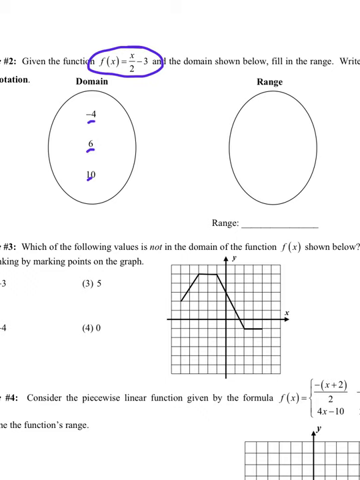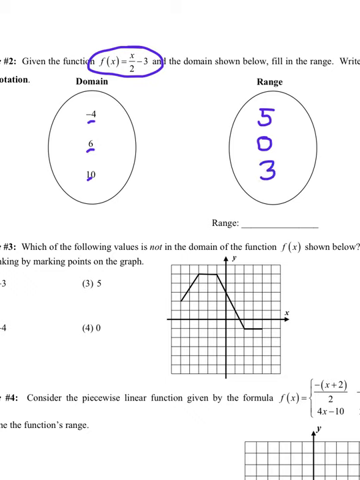So let's see, if x is -4, -4 divided by 2 would be -2, minus 3 would be -5. If x is 6, 6 divided by 2 is 3, minus 3 would be 0. So the inputs, again, are the domain, the outputs are the range. If x is 10, 10 divided by 2 is 5, minus 3 is 2.